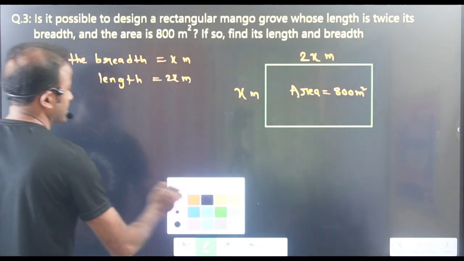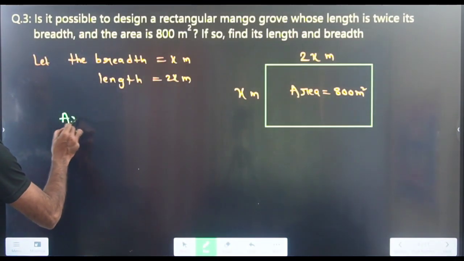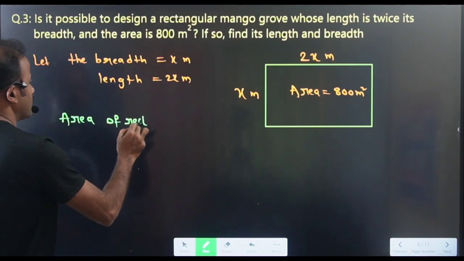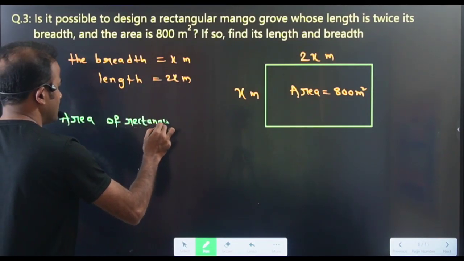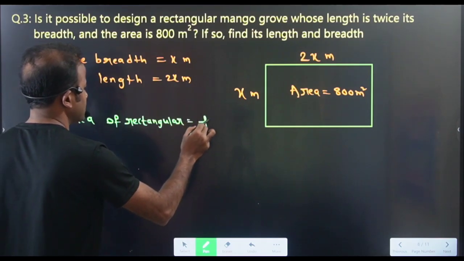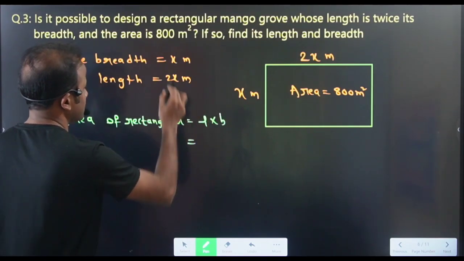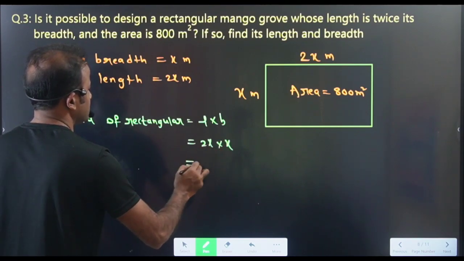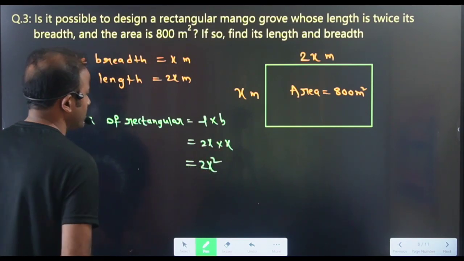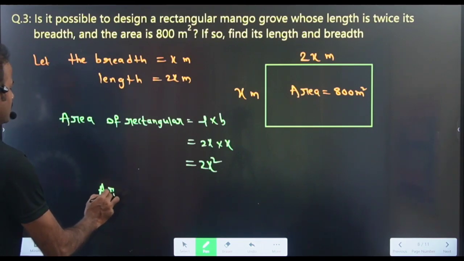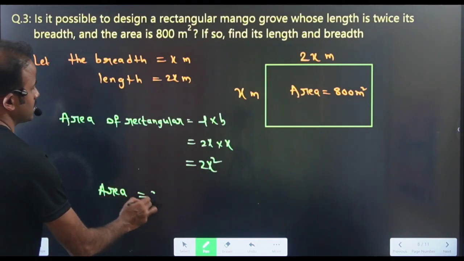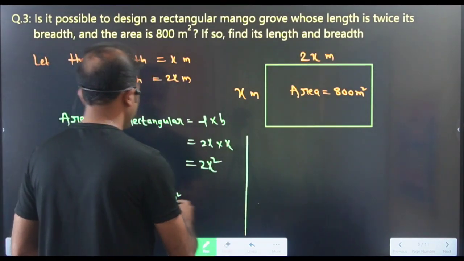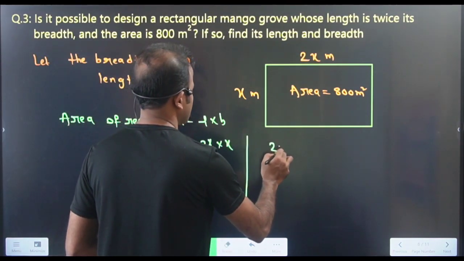Already you know that area of the rectangle equal to length into breadth, that is L into B. Here length is 2x and breadth x, which is equal to 2x square. But the area given is how much here? 800 meters square, and this you make it equal. Here 2x square equal to 800.